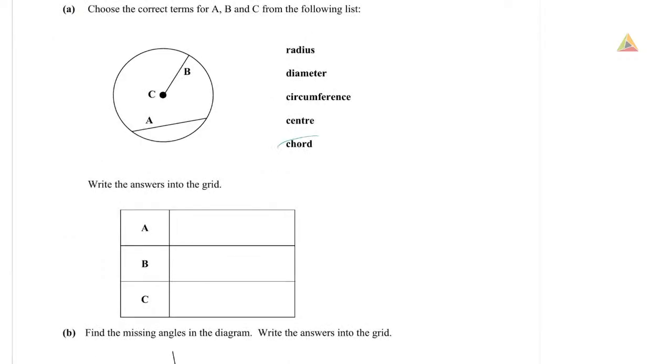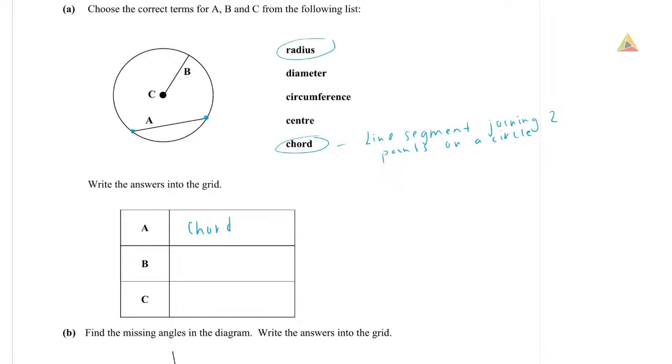So I want to look at the word chord here first. A chord is a line segment joining 2 points on a curve. So it's a line segment joining 2 points on a circle, should I say. If we look at that circle there, there's a point here and there's a point here, and the line joining it is A. So A is a chord.